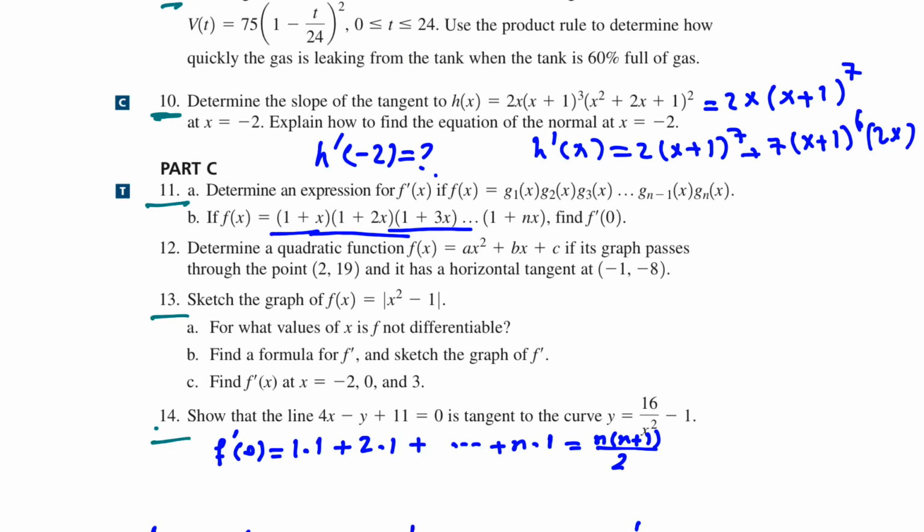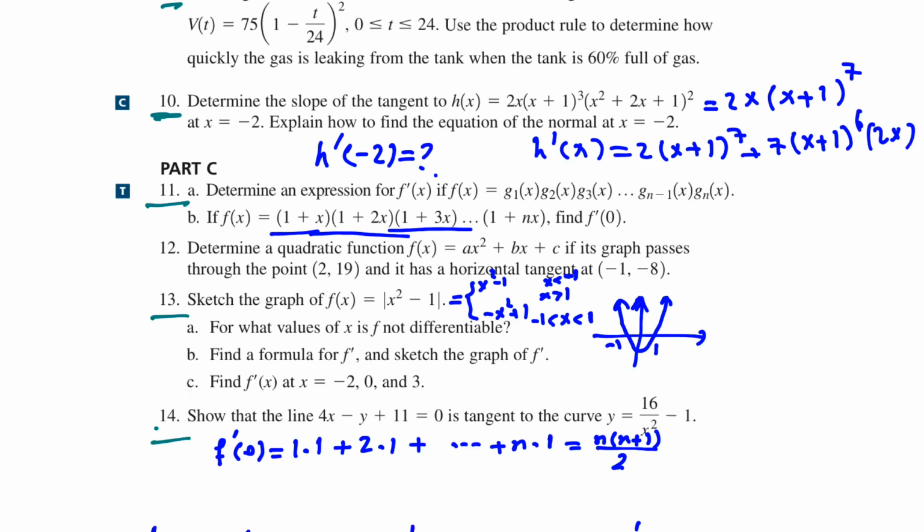Question number 13. Sketch the graph of the absolute value of x squared minus 1. We start with the graph of x squared minus 1, which is an upward parabola. The minimum is at 0 and negative 1, and the x-intercepts are negative 1 and 1. We know the absolute value of x squared minus 1 equals x squared minus 1 when x is smaller than negative 1 or bigger than 1, and negative x squared plus 1 when x is between negative 1 and 1.